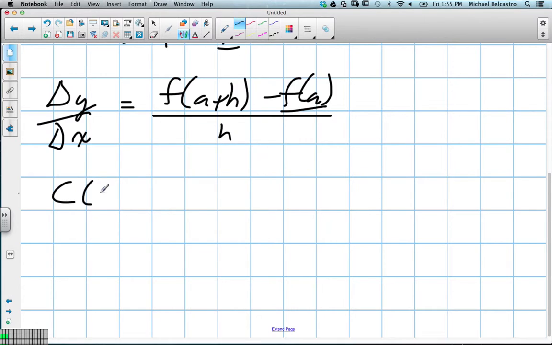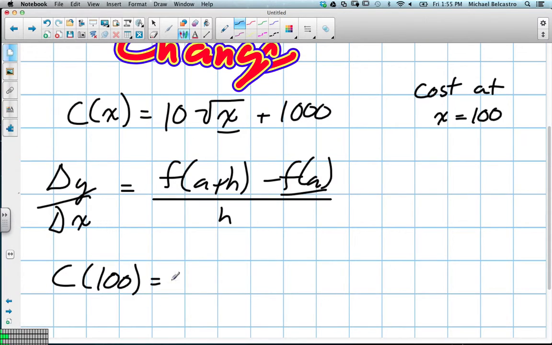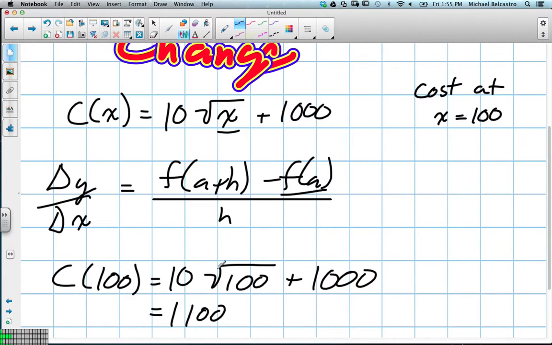1,100, is that what it is? Yeah. Beautiful. So our cost function, we'll plug the values in: 10 root 100 plus 1,000. Yeah, that's exactly what it is, 1,100. Perfect. So we have our f at a.